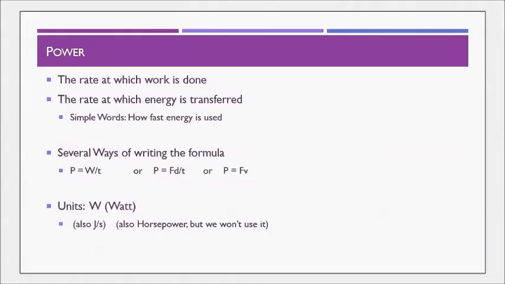And power. So power is the rate at which work is done. And work, our definition for work, remember, was energy transferred. So power can also be stated as the rate at which energy is transferred. But if we really want to simplify it, it's how fast energy is being used. And hint for anyone going into pre-cal, a rate is something divided by time.